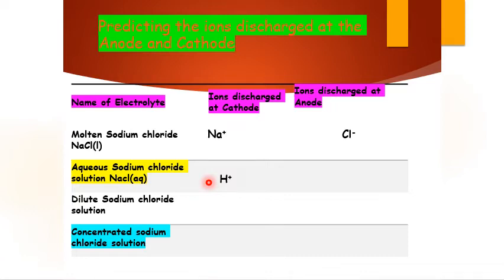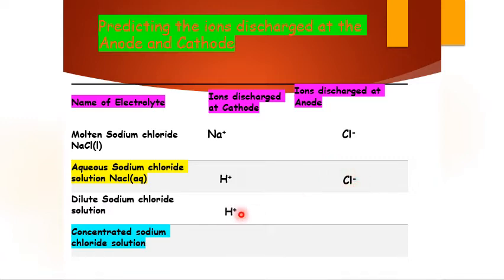So you're going to have H+ at your cathode, whereas at your anode, what do you think you're going to have? You're going to have Cl-. You're going to have chlorine, because the option was either chlorine or OH-. At your anode you're going to have the chlorine discharged here.